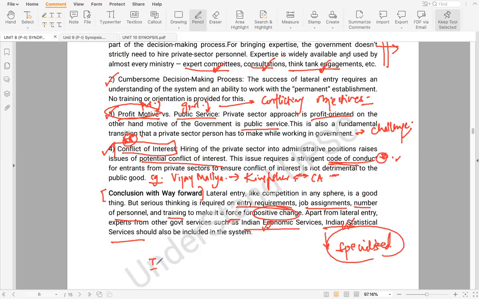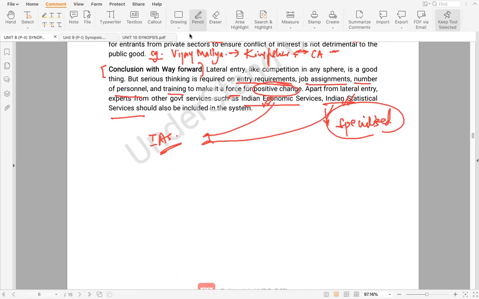So as joint secretary or under secretary, you can also bring in Indian economic service officers, Indian statistical services officers, which have their domain expertise, right? You have Indian geological services as well. So all of that, right? Any doubts? Otherwise, we'll move on to the next one. All right. Yes, please. Okay. Got it, sir.